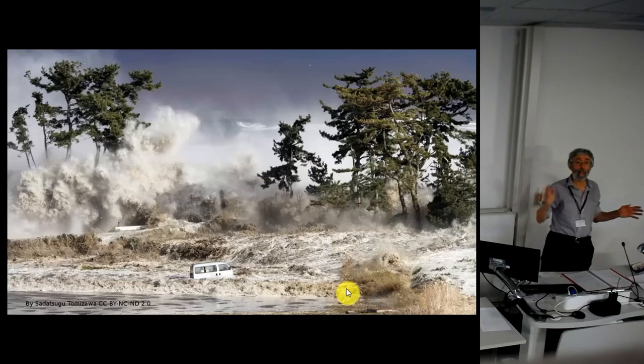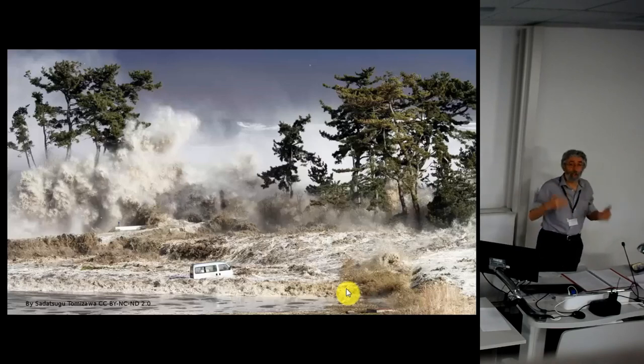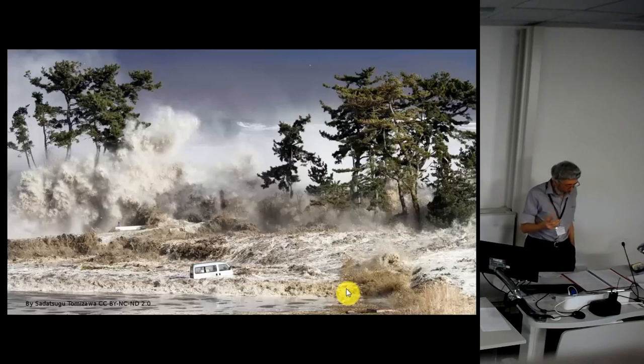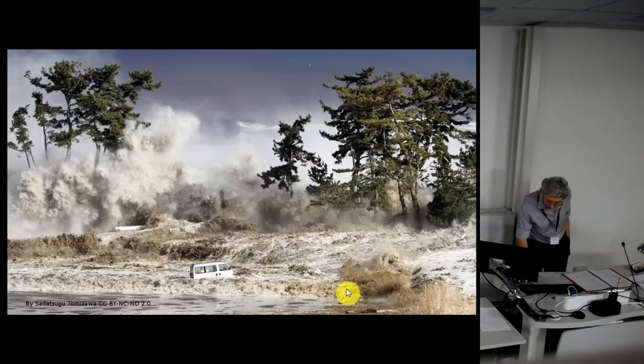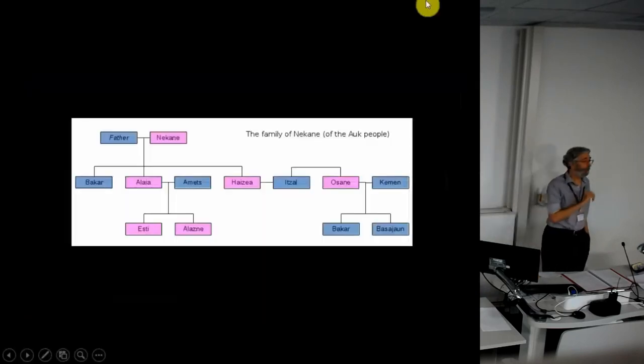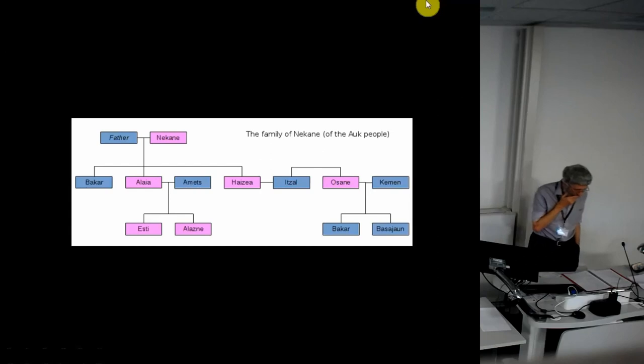So they head inland. As they go inland, they encounter other groups of people. So one of the survivors, Kemen, is taken in by the family of Nekane, of the Orc people, and marries a local woman of Sami. Here are the family relationships. Kemen's brother, however, Basajan, stays with another group of people called the Heron people.